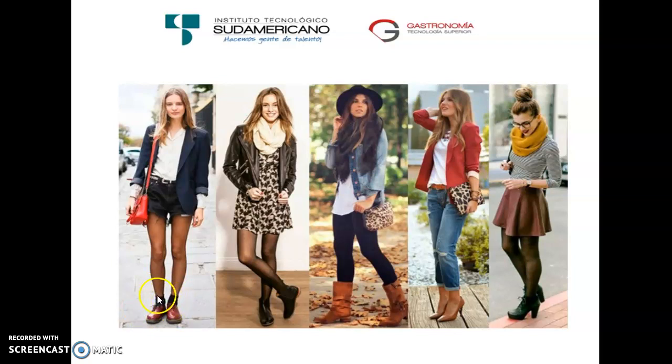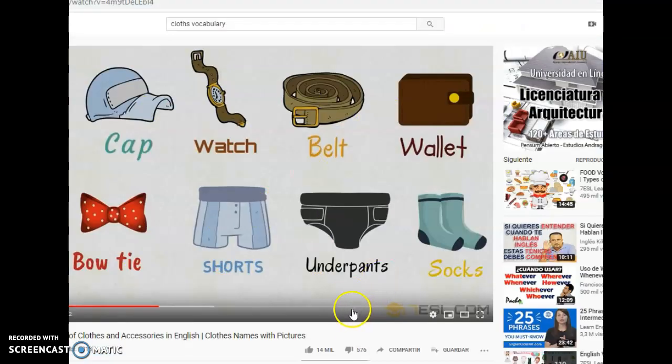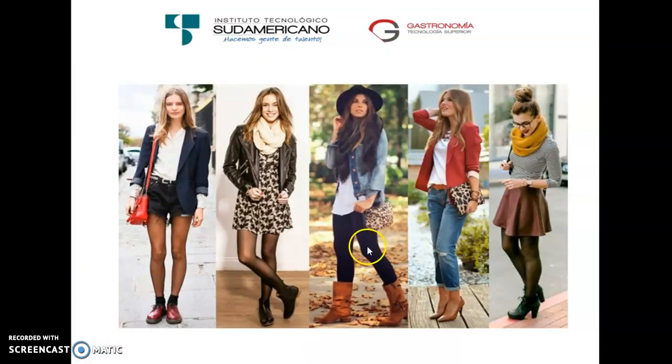She is wearing a pair of short socks. Volvámonos por acá para aclarar las dudas. Cuando decimos un par de, decimos a pair of. ¿Qué significa un par de? We are going to describe in this form. ¿Ok? Entonces volvemos a nuestra página.